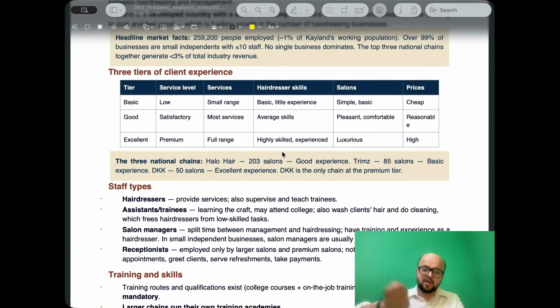Zero number का machine लो, चला दो, job is done. So I need basic level service. I don't need anything else. Cheap, 100 rupees में काम हो जाता है.